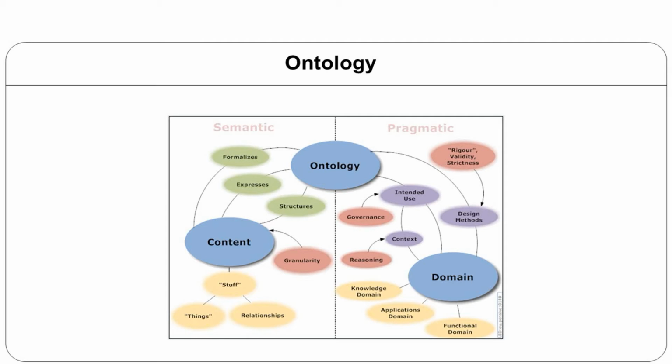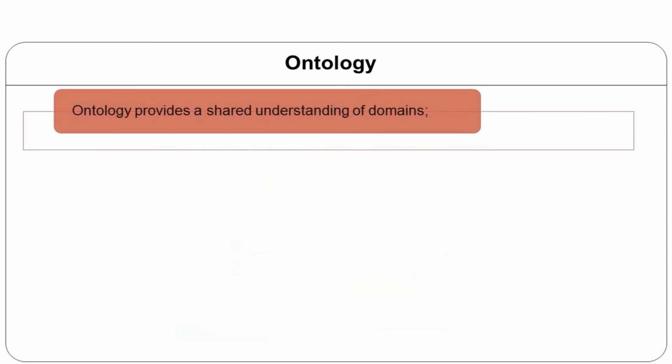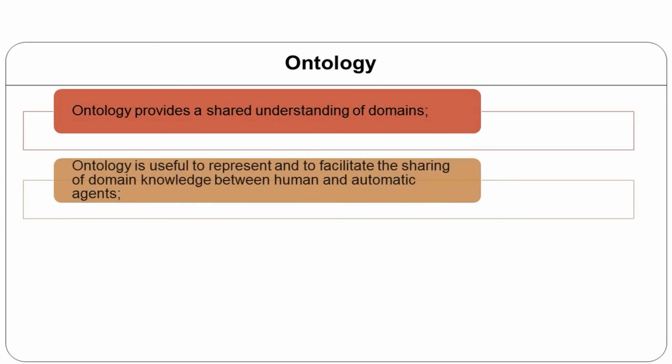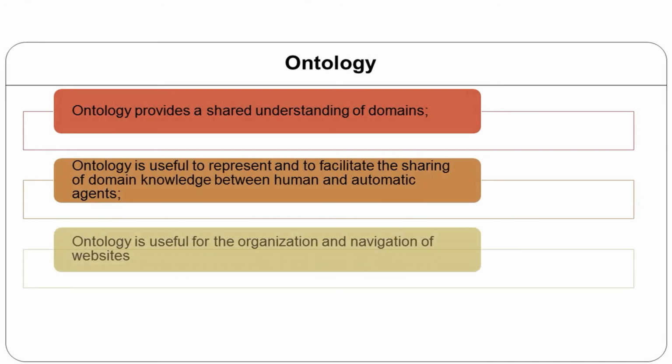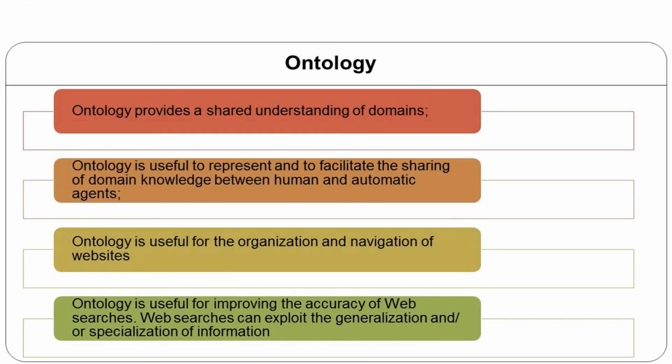So the main feature of ontology is that it provides a shared understanding of domains. Ontology is useful to represent and to facilitate the sharing of domain knowledge between humans and automatic agents. It's also very useful for organization and navigation of information on websites, and it is useful for improving the accuracy of web searches. So web searches can exploit the generalization and specialization of information.